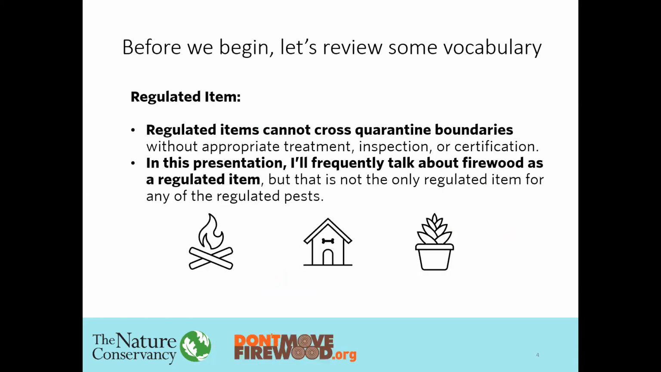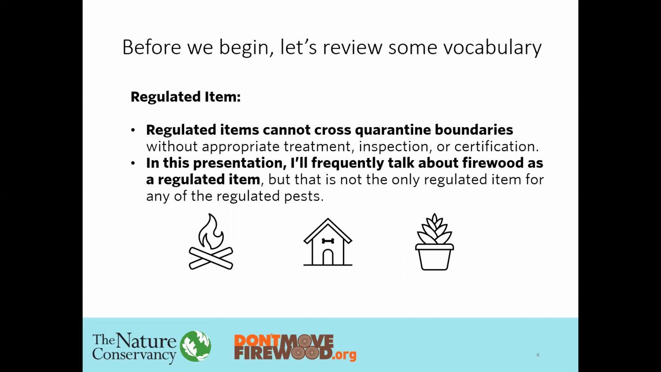Regulated items is also a term that I'm going to toss around quite a bit. A regulated item is basically anything that could transport a forest pest across a regulation boundary. Typically speaking, that would be across a quarantine. Those items cannot cross those quarantine boundaries without the appropriate treatment, inspection, or certification, depending on the situation. In this presentation, I'm going to talk a lot about firewood as a regulated item, but for every single pest that we will discuss, it is not the only regulated item.